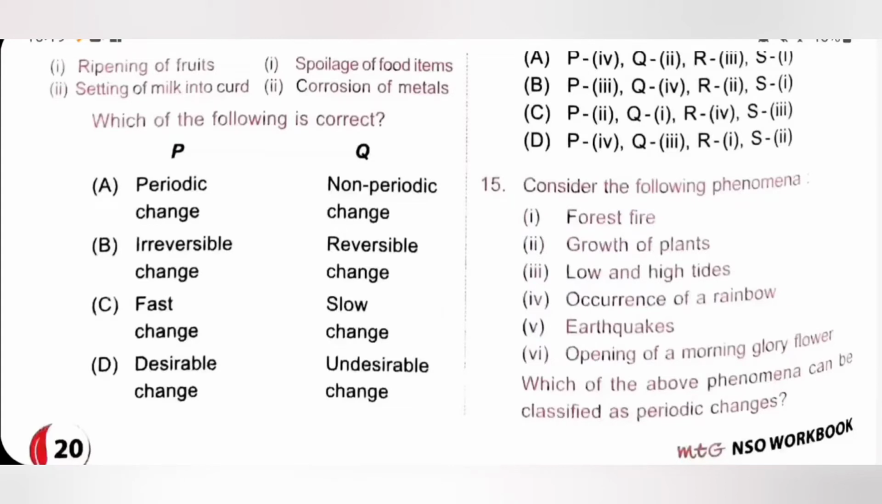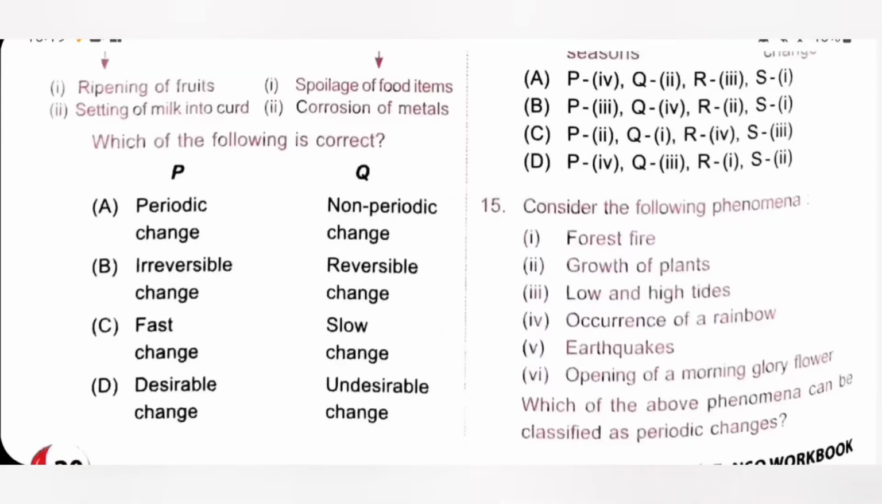So ripening of fruits and setting of milk into curd are desirable changes, while spoilage of food and corrosion of metal are undesirable changes. So option D, P is desirable change, Q is undesirable change. Option D is the correct answer, option D.